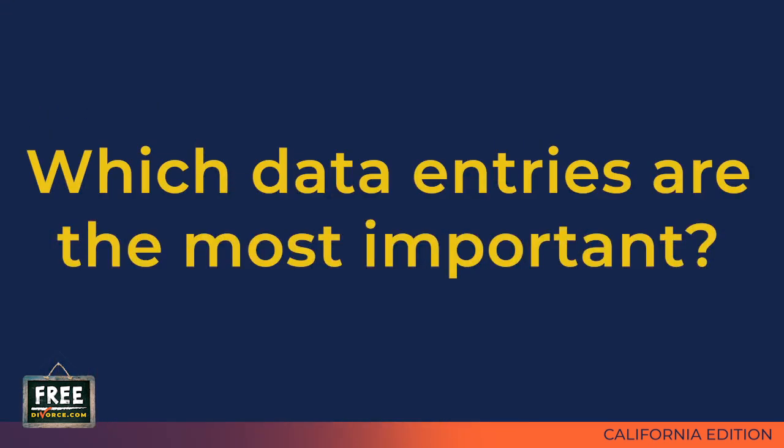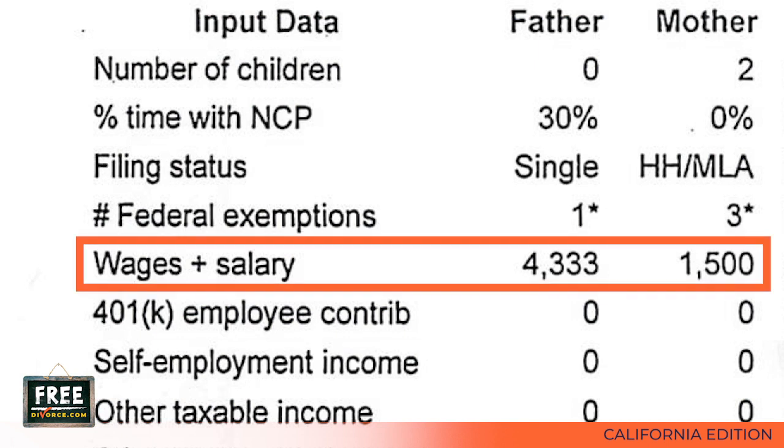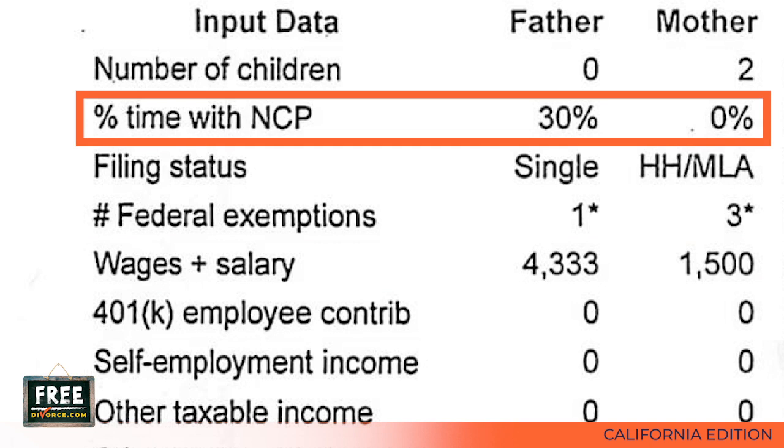Which data entries are the most important? Well, the amount of income each party earns is certainly one of the most important factors in determining how much child support is owed. The next most important factor is the custodial timeshare percentage. A father that has physical custody of his children 40% of the time will pay a lot less child support than a father who has physical custody of the children only 5% of the time.